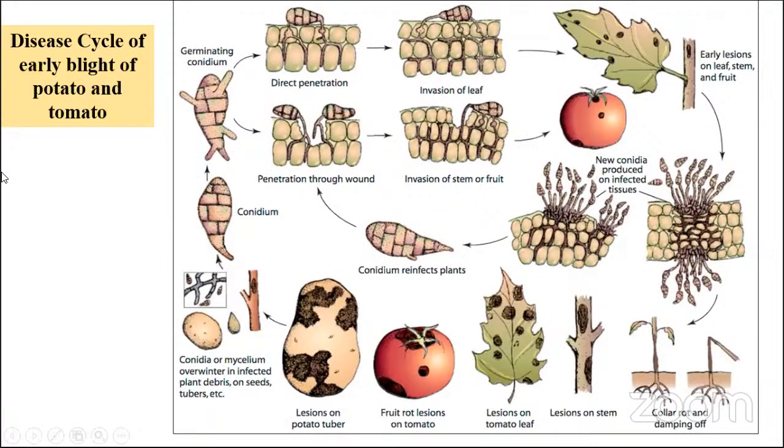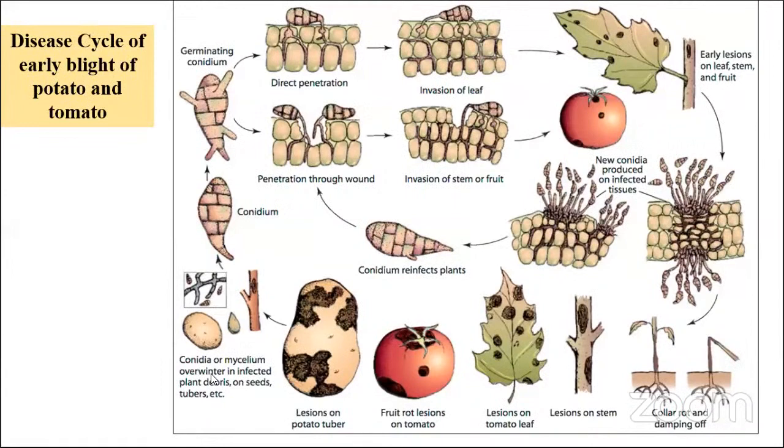Now we can see the disease cycle of early blight of potato and tomato. These are the infected lesions on potato tuber or tomato. These are the symptoms of early blight in potato and tomato.